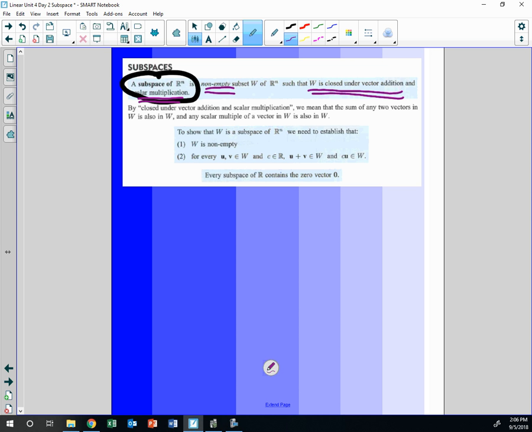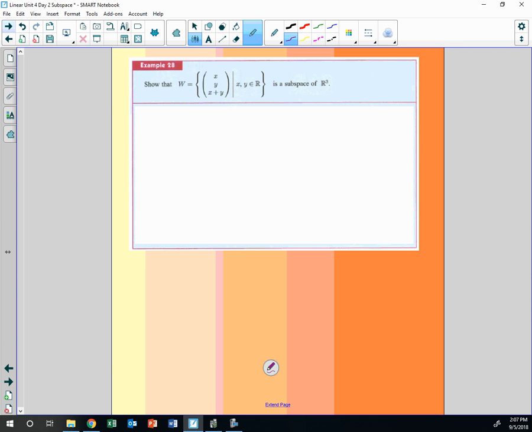We have to prove all three of these. This one actually has two parts to it. Non-empty is simple. We just put in a 0, no problem. But you also have to show that you can add and you can multiply and you still get in the same space. Tough. Let's see an example.